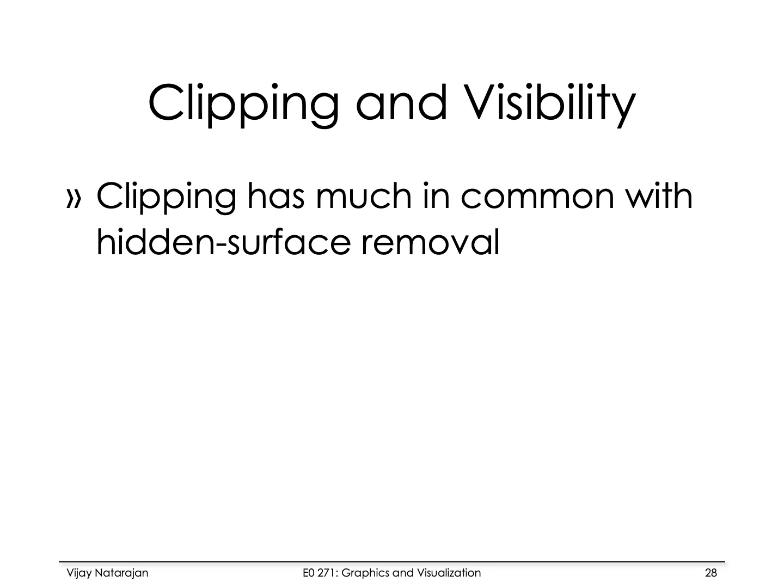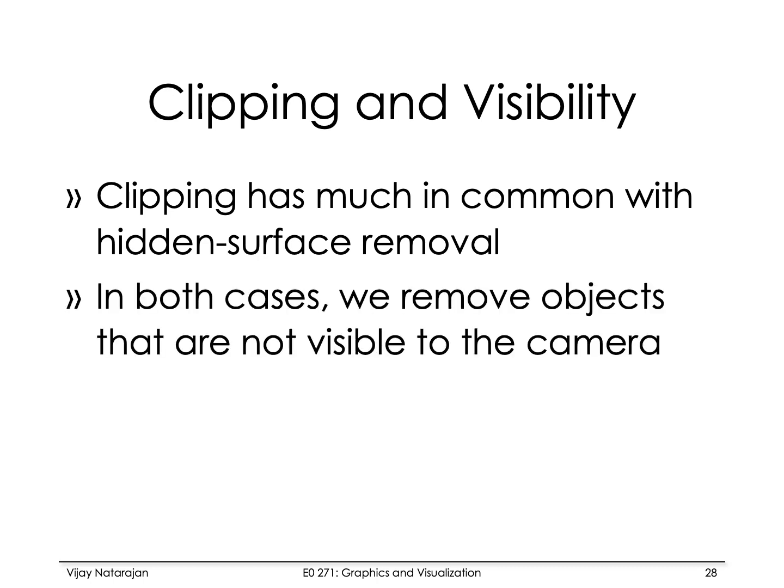So things may not be visible due to many reasons. What we saw is procedures or methods for removing those objects that are not visible because they are outside the view volume. But there may be other objects that are occluded and hence not visible. So this is in general called hidden surface removal. In both clipping and in hidden surface removal, we want to remove objects that are not visible to the camera.